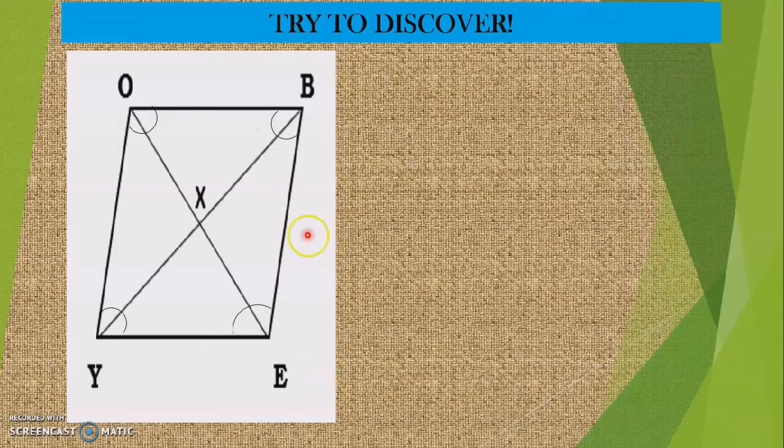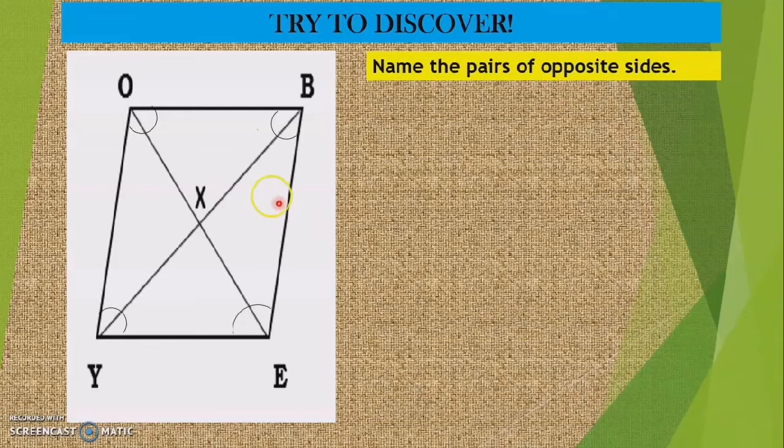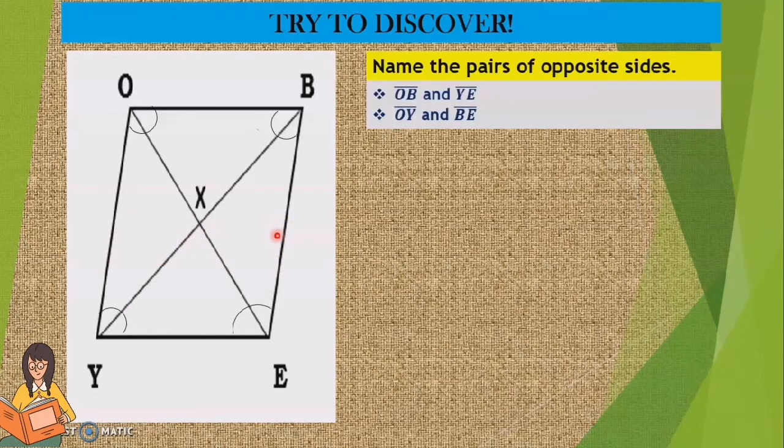Quadrilateral OBEY is a parallelogram. Now let us name the pairs of opposite sides of parallelogram OBEY. Segment OB and segment YE is a pair of opposite sides, as well as segment OY and segment BE. And this is how we write it in symbols. So as you can see, there are two pairs of opposite sides of parallelogram OBEY.